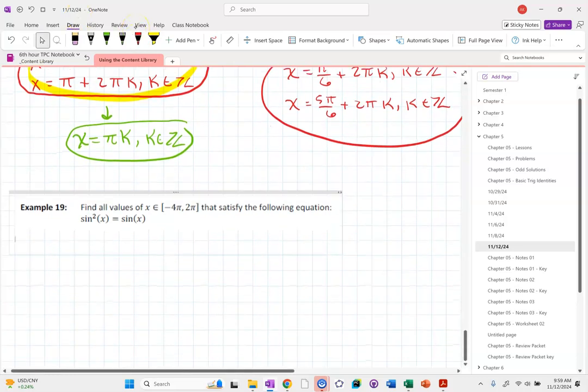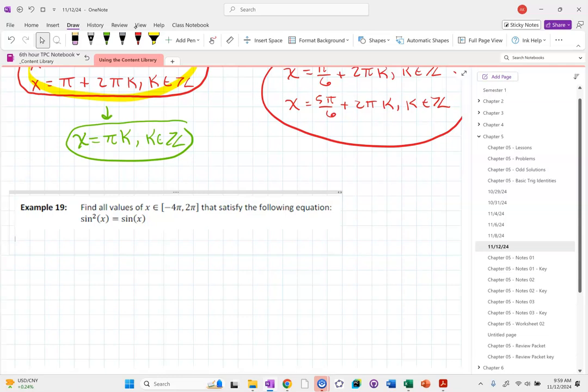All right. So it wants all the values of x on the interval from negative 4 pi to 2 pi that satisfy the equation sine squared x equals sine x. First thing I'm going to notice, it's a pretty big interval, right? That's 6 pi long. I'm expecting a bunch of solutions here. So I'm definitely going to find the general solution, then plug in values for k.